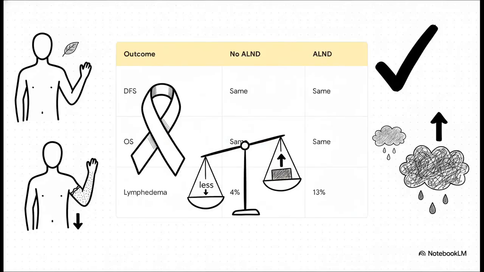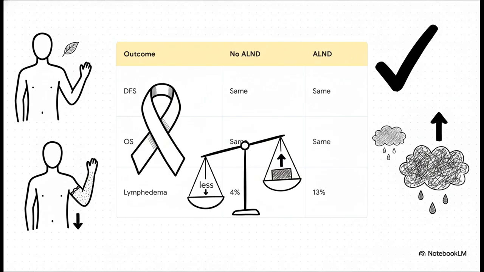Well, the IBCSG23 trial gave us the answer, and it was a resounding yes. In early-stage patients, meaning primary tumors under 5 centimeters and sentinel node micrometastases of 2 millimeters or less, omitting the axillary dissection resulted in absolutely zero difference in disease-free or overall survival. None.